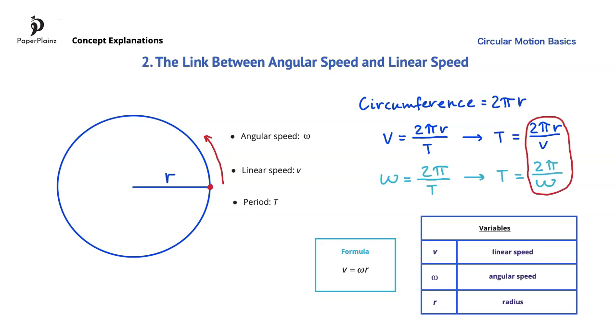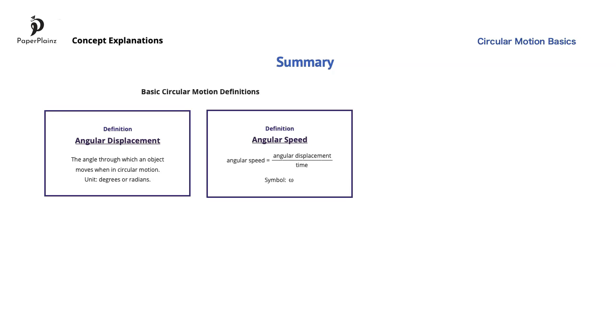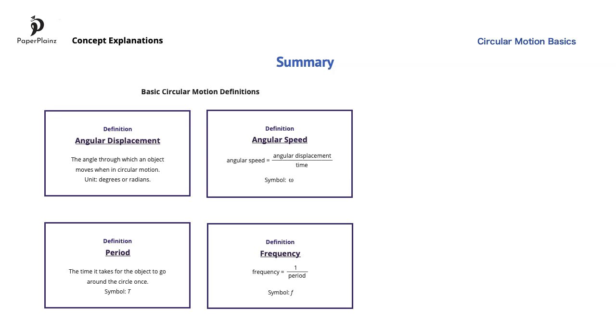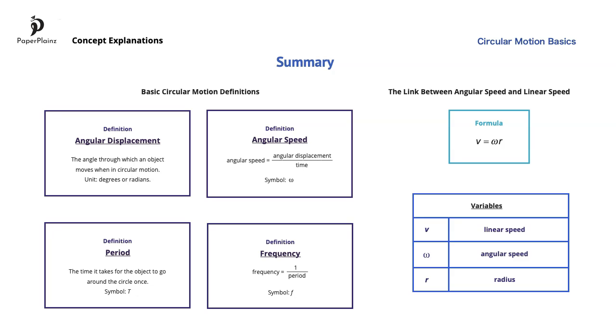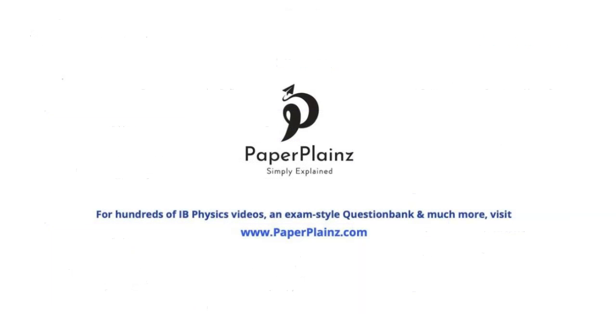Let's summarize what we have learned in this video. We began with some basic circular motion definitions for angular displacement, angular speed, period, and frequency. Then, in the second part of the video, we examine the link between angular speed and linear speed. Here is the formula connecting these two quantities, and these are the variables. This completes our discussion of circular motion basics. In the next video, we'll learn about centripetal acceleration and centripetal force.